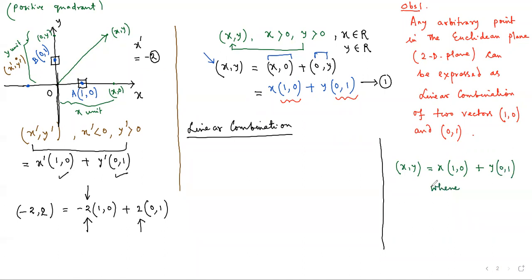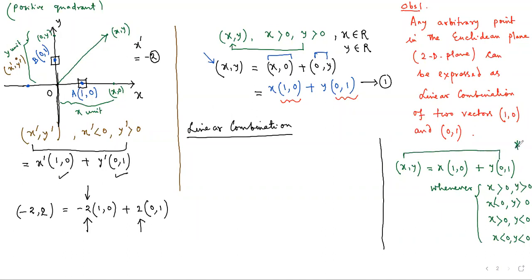whenever x is greater than 0, y is greater than 0, or x is less than 0, y is greater than 0, or x is greater than 0, y is less than 0, or x is less than 0, y is less than 0. For each of these cases, we can write it in this particular way. If you want to note down, you can note down this section. The above two things that I was writing were a special case. So what is linear combination?